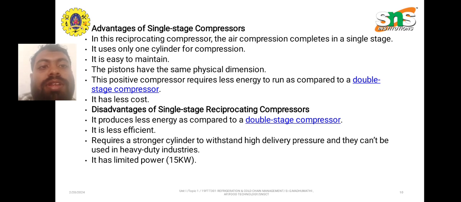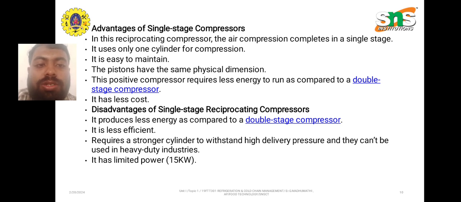Advantages of single stage air compressors. In this reciprocating compressor, the air compression completes in a single stage. It uses only one cylinder for compression. It is easy to maintain. The pistons have the same physical dimension. This positive compressor requires less energy to run as compared to a double stage compressor.